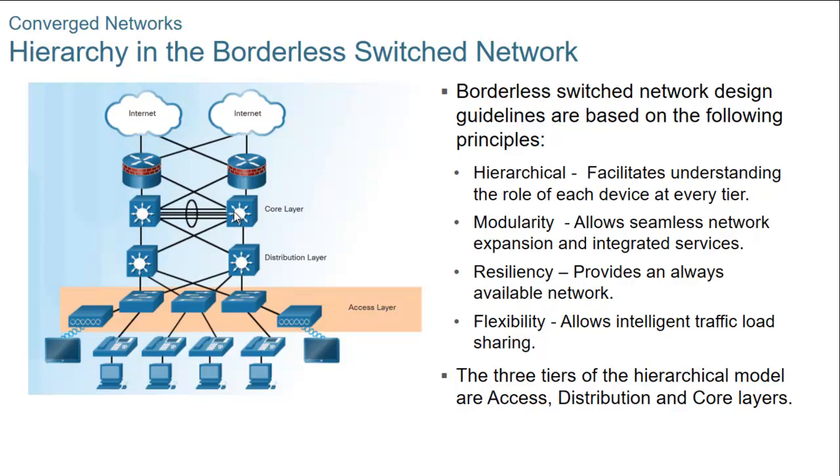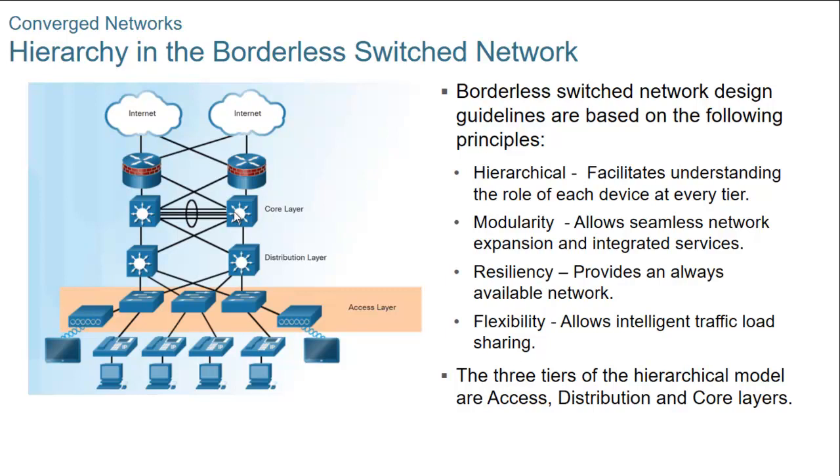Resiliency provides an always available network. You don't want to experience a very long downtime, so your network must be resilient. Flexibility allows intelligent traffic load sharing. Sometimes, as with driving traffic, certain roads are clearer than certain other roads. So certain apps help you go to the less congested road so that the traffic can work better. This is the flexibility that the network allows as well.